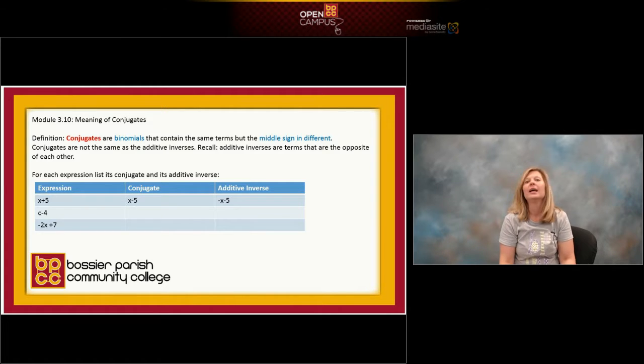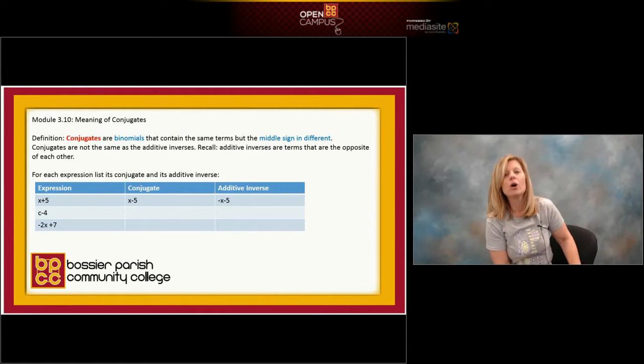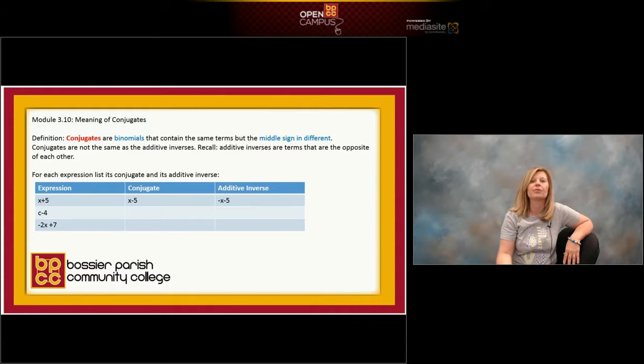So if we recall, if I say the number 3, we all know the additive inverse of 3 is negative 3, because additive inverse means to add the opposite. Now we're going to talk about the word conjugate. The first thing you need to know about this word is you cannot talk about the word conjugate with a monomial. You cannot talk about the word conjugate with a trinomial. The only time we use the word conjugate is with a binomial. And we all know a binomial has how many terms? That's right, 2.